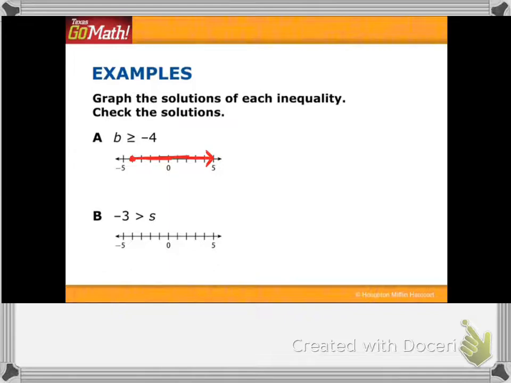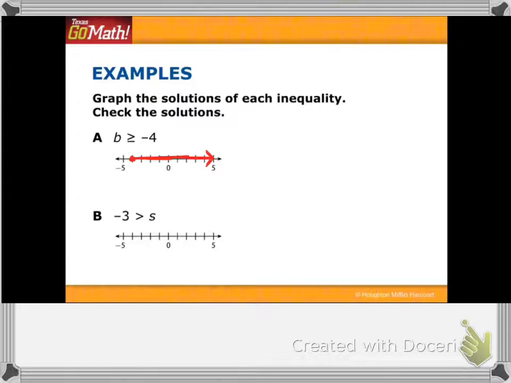Now, our point is shaded because of that "equal to." It's shaded because it includes the -4. So everything that is shaded is a possible solution to this inequality, B being greater than or equal to -4.